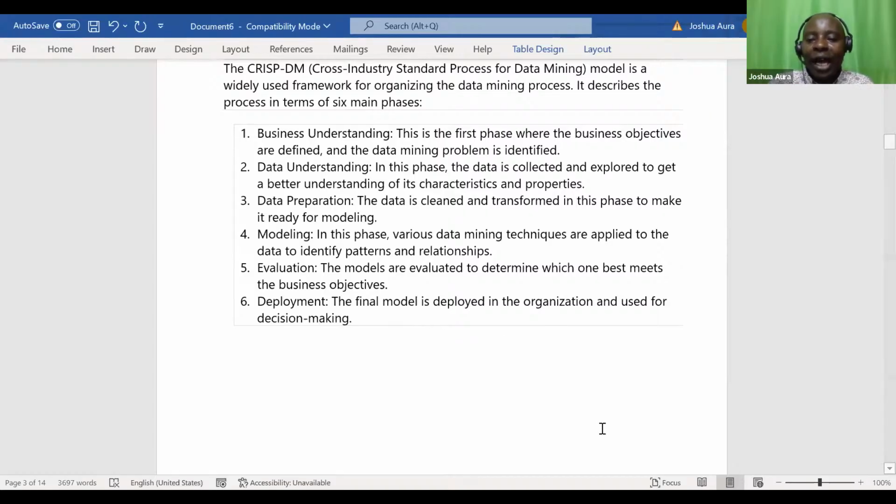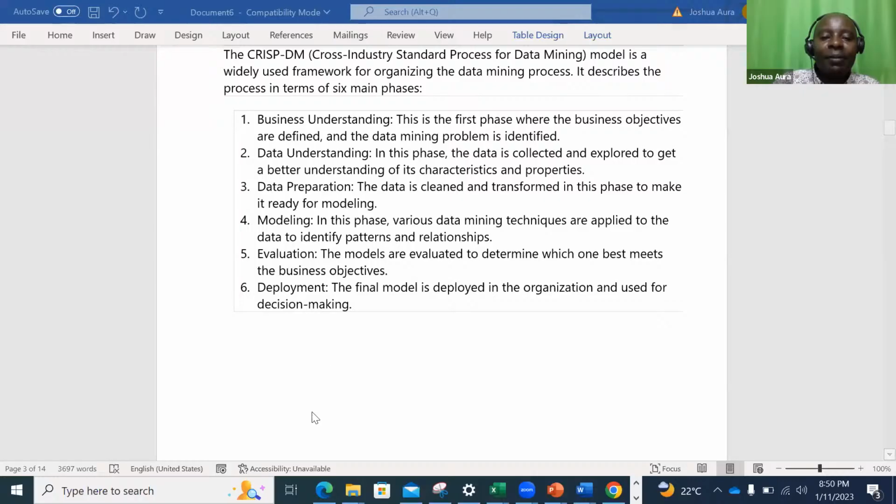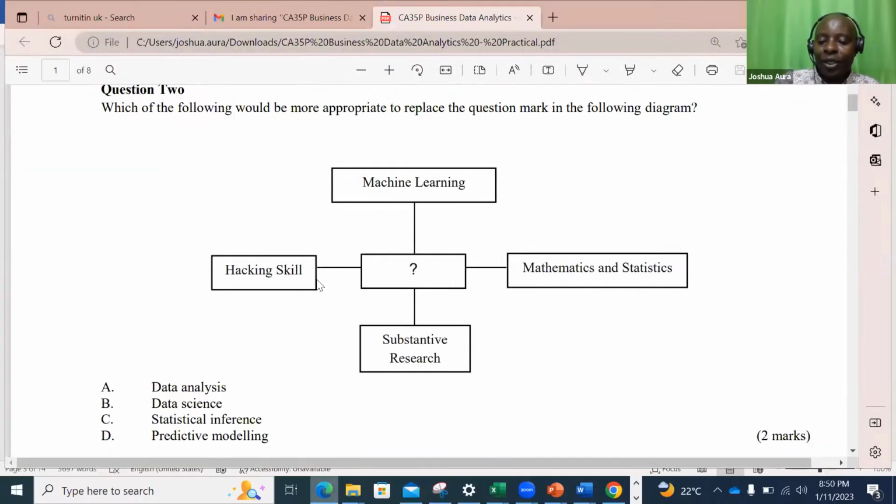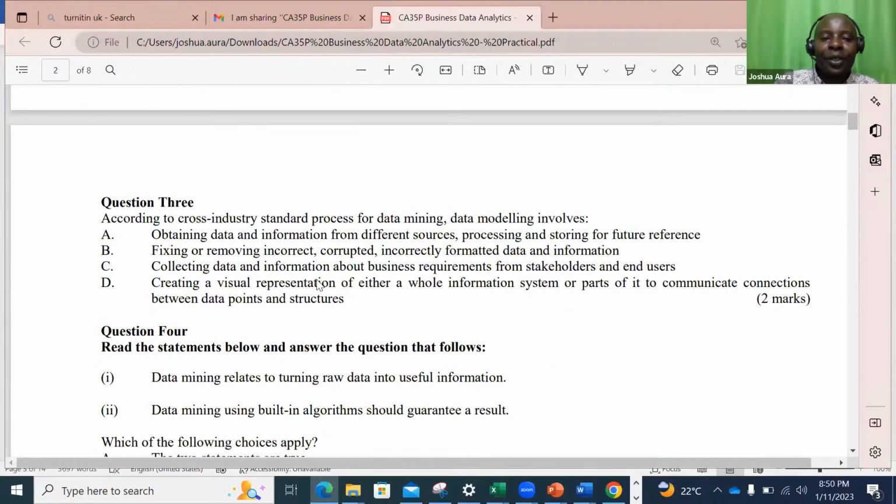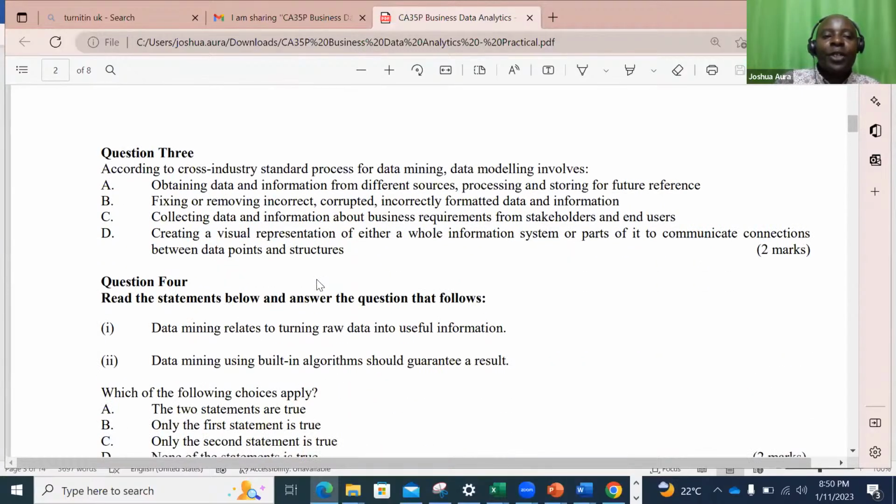Now, allow me to again bring back the paper that was done last semester. Question number 3. According to cross-industry standard process for data mining, data modeling involves, could you kindly go through those choices A, B, C, D? Tell me in this case, what does data modeling involve? Data modeling, according to how you've understood it from up there. What is data modeling?